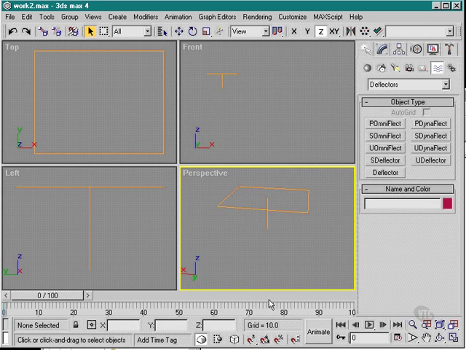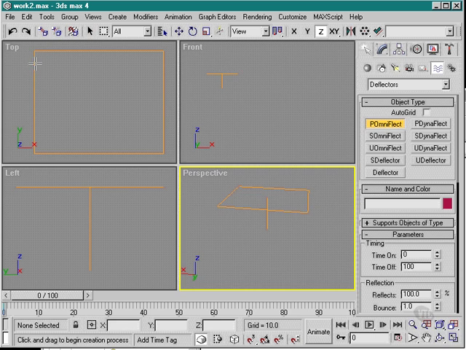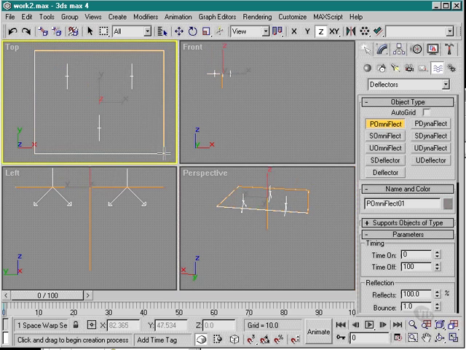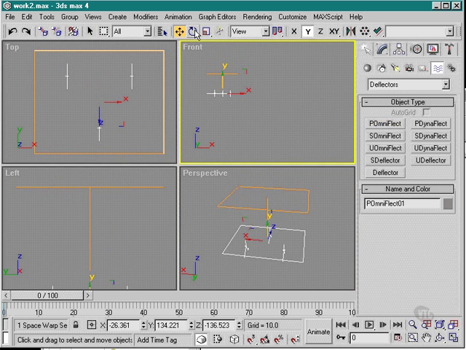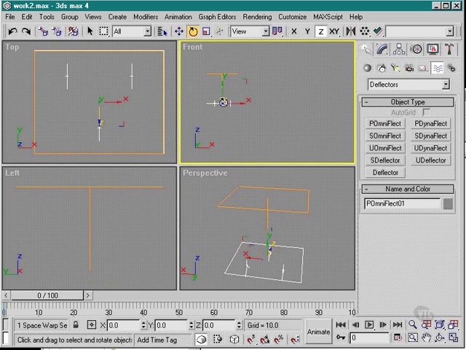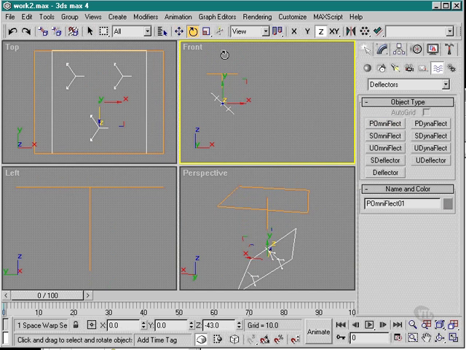The first deflector that we're going to play with is the POmniFlect. This is a planar deflector which would simulate an object hitting a completely flat surface. What we can do to this is we can change its angle. So I'm going to put this particular deflector on a 45-degree angle.